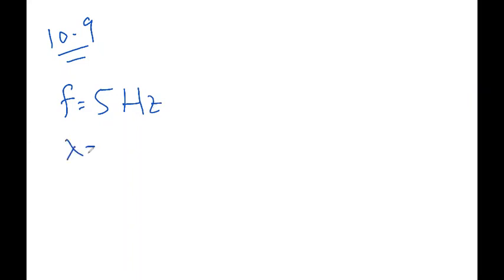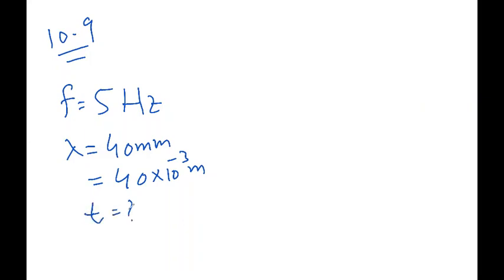Frequency is 500 hertz and wavelength is 40 millimeter. What we have to calculate? We have to calculate the time to cross a distance of 80 centimeter.